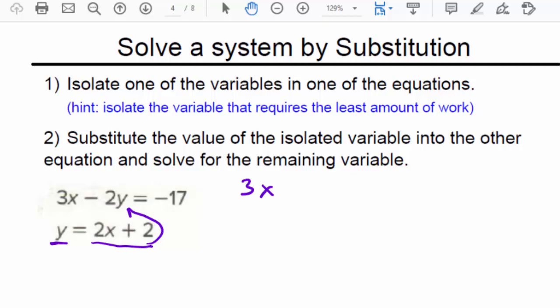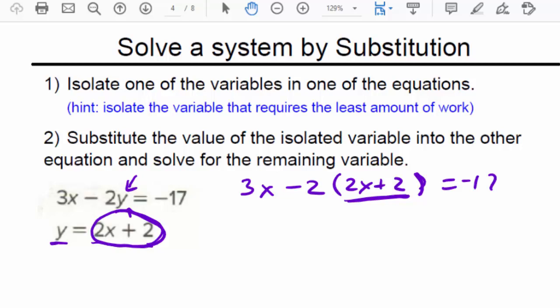So 3x minus 2 times, and in place of the y, I'm going to put 2x plus 2, in parentheses, still equals negative 17. All I did was substitute the y with what y equals down here, which is 2x plus 2. So this used to be the value of y, but I replaced it with 2x plus 2.